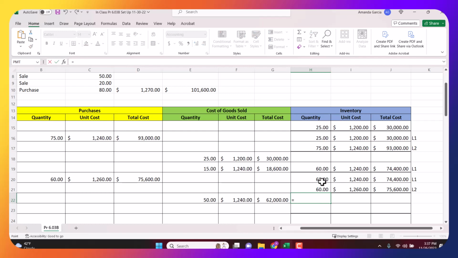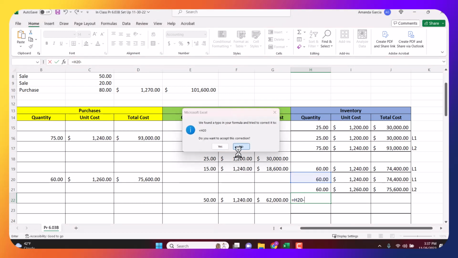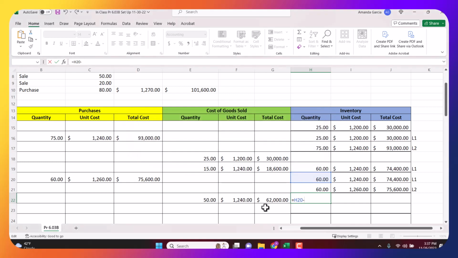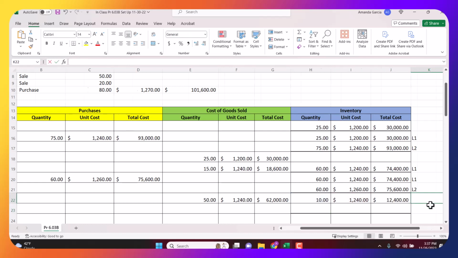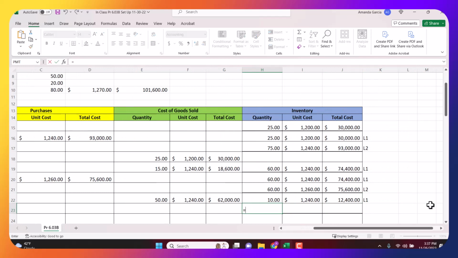Now I'm going to bring down my layer 1. I still have layer 1 and 2 left. How many items do I have? I have 60 units minus the 50 we sold. So now we only have 10 units left of layer 1 at $12.40 a unit, L1, right? I still have the entire 60 units at $12.60 in layer 2. So L2. So now I have 2 layers still left.